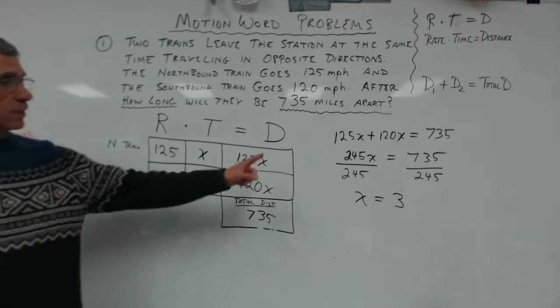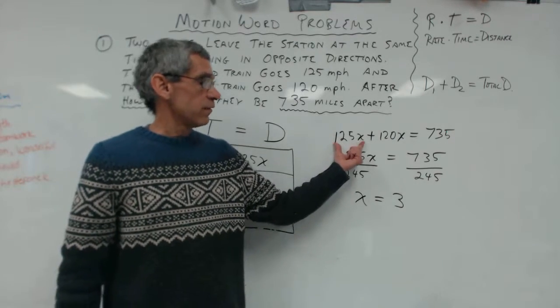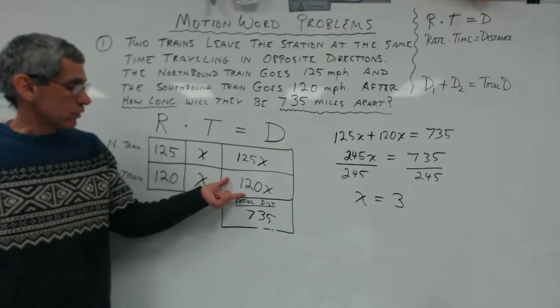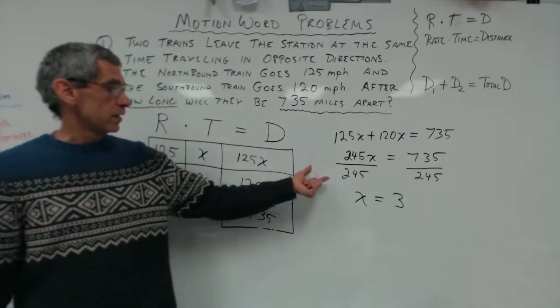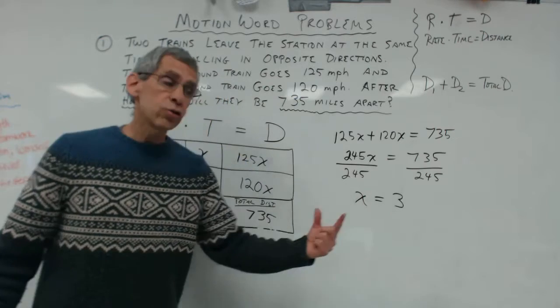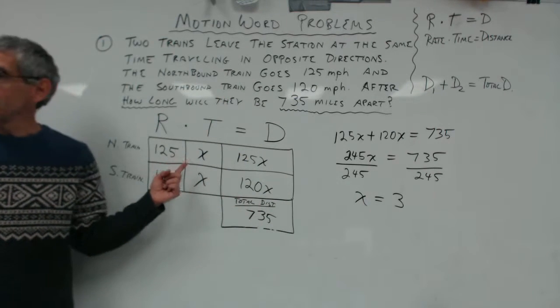All right, so do you understand the equation that 125x plus 120x equals 735? Yeah, I got x and stuff. And that you understand that x equals 3? Yeah. All right, so look at your box now.